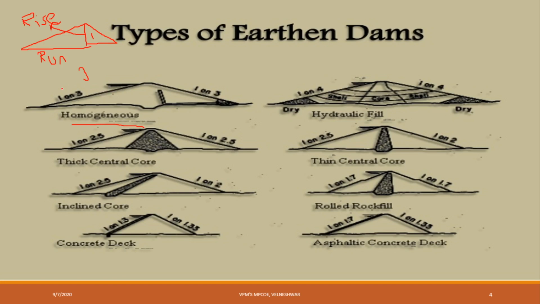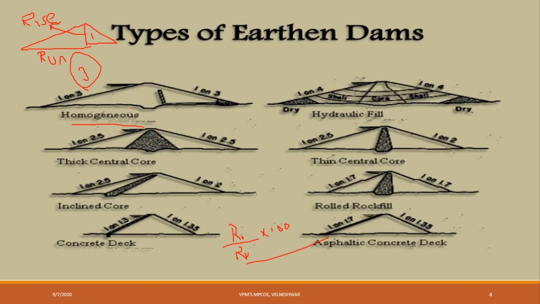Slope percent is nothing but rise upon run, into 100. Rise upon run into 100. Whatever you are getting, that is nothing but the slope percentage. Generally you can express it in degrees also. For suppose the slope percentage is available, rise upon run, whatever that value is, it will come in degrees also.